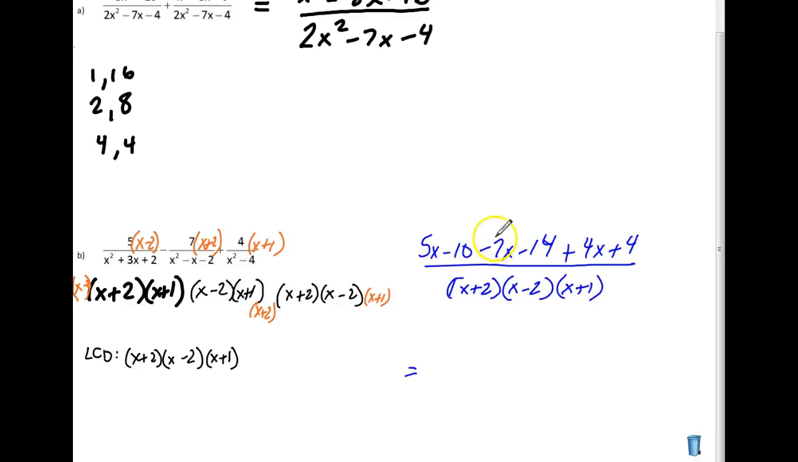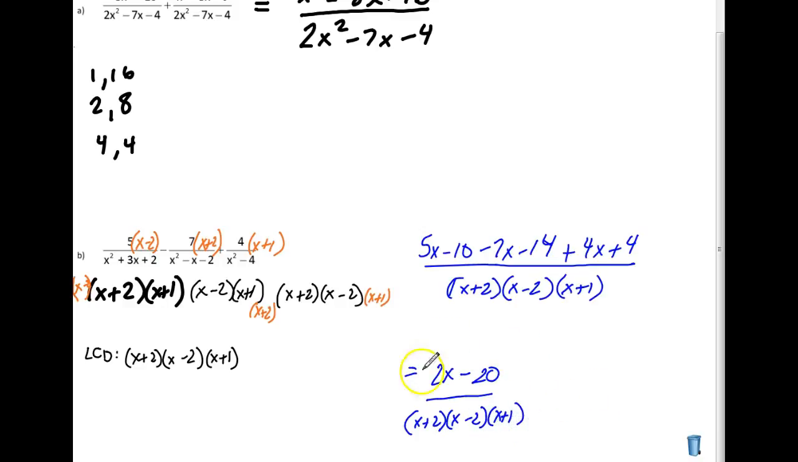So now I'm going to combine my like terms, 5x and a minus 7x and a plus 4x. So that gives me minus 2x and a plus 4x. That leaves me with a positive 2x. Then I have a minus 10 and minus 14. That takes me to negative 24. But then I'm adding back 4, so that's minus 20. And again, my common denominator, x plus 2, and x minus 2, and x plus 1.